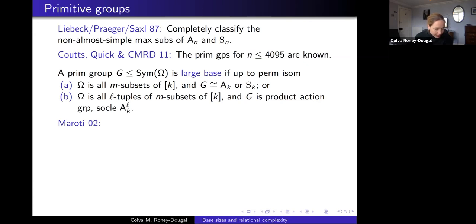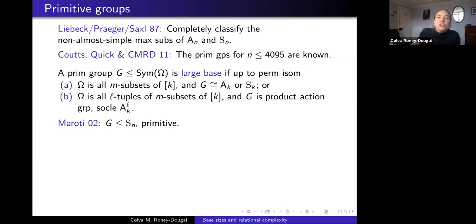And Maróti in 2002, and I noticed this theorem is also in Martin Liebeck's paper, showed that if G is a subgroup of S_n and is primitive, so what I'm wanting to do in the next little bit is talk to you about what can we do where we don't have these full classifications.